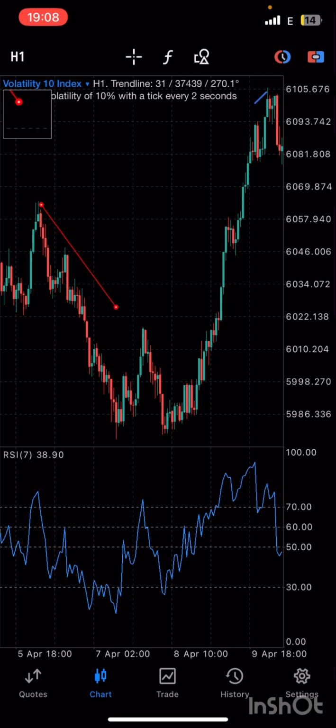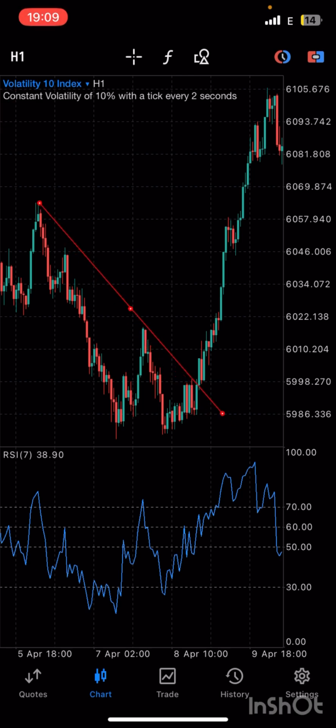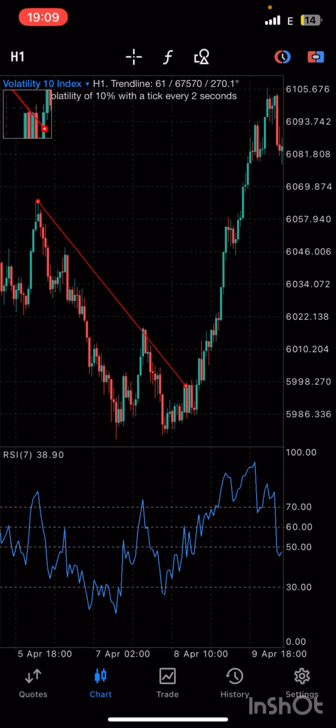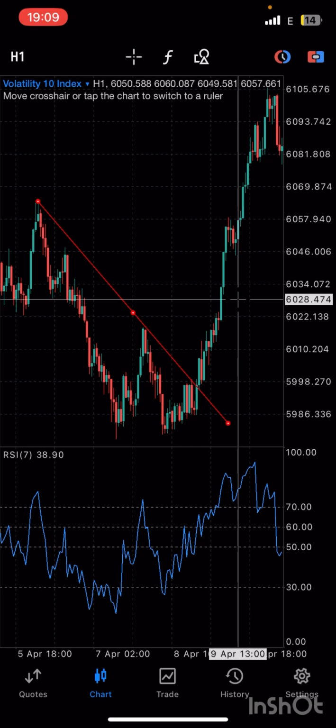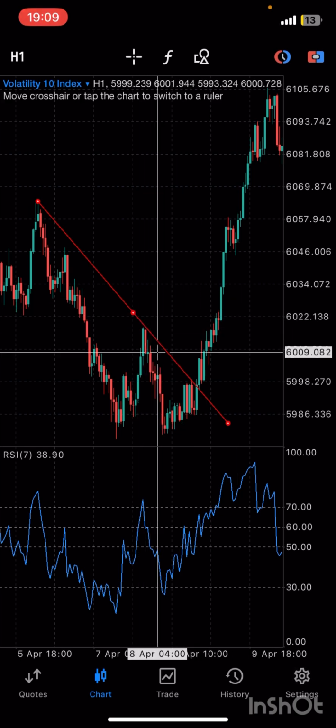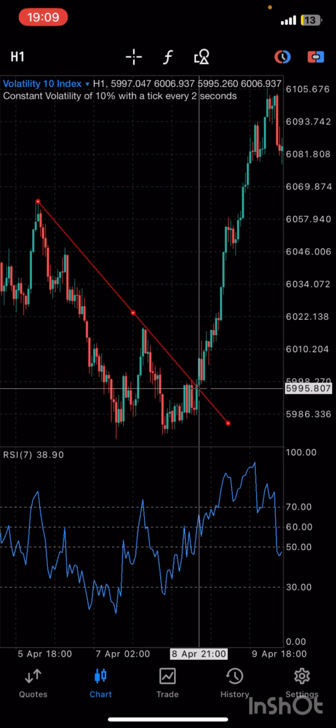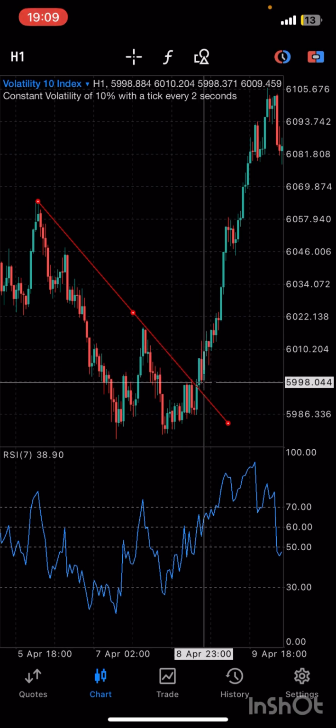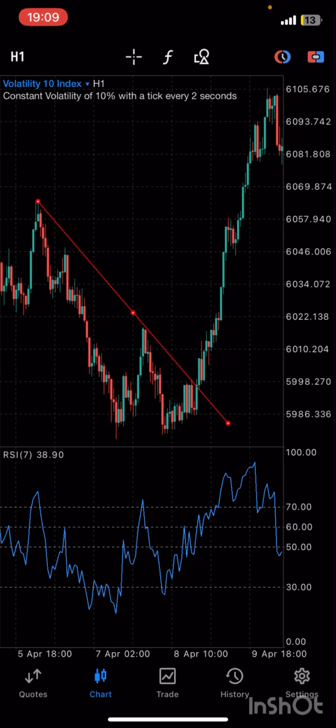So what you do is draw a line from the beginning of the impulse leg all the way to touching the neckline, just like that. Now, how are you supposed to enter this market? You enter the market the moment the price breaks through this line, makes a retest, and starts buying up. Very simple. And now you have to come to the lower time frame.